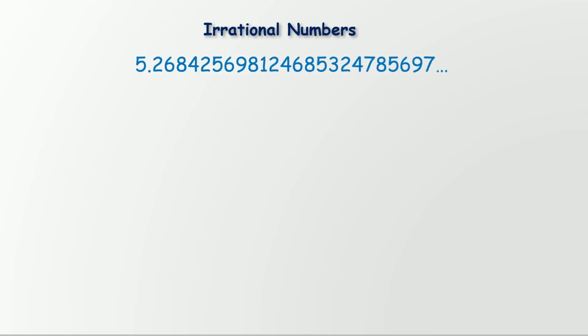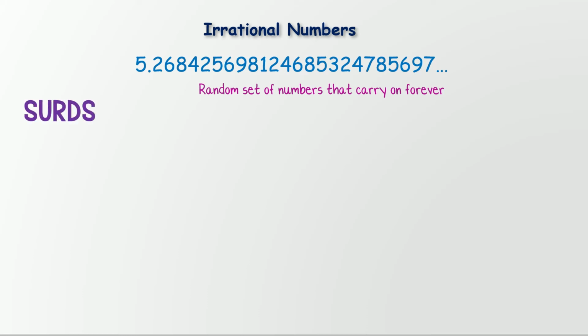Now we move on to irrational numbers. So an example of an irrational number would be something like this: 5.2684, etc. They're more difficult to write as the decimals continue forever. They are a random set of numbers going on forever, and they do not repeat, and they cannot be written in fraction form. You're most likely to see these numbers in surds.